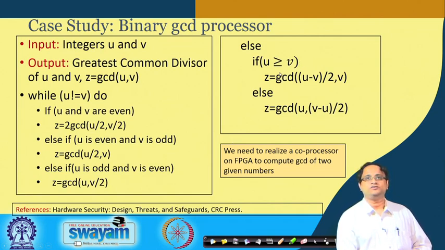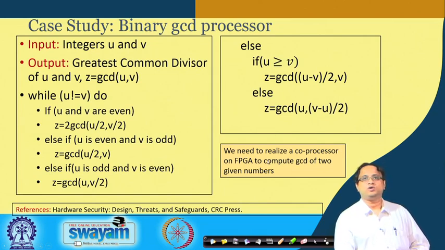If u is greater than or equal to v, then I will subtract v from u, and I know that if there are two odd numbers and I subtract, then I get an even number. So I can divide this by 2 because I know that v is not even, so 2 does not divide v. Therefore, I can write this as the greatest common divisor of (u minus v) by 2 with v, and if it is the other way around, instead of u minus v, I do v minus u.